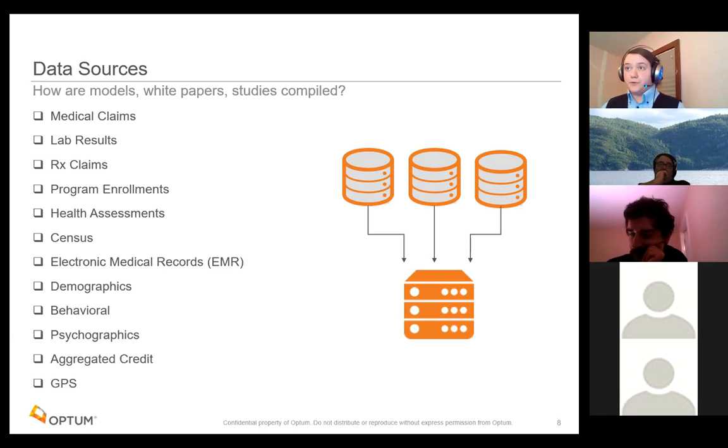There's also demographic data: member address, member zip code, member gender, member age, all very important variables. Some other studies could use behavioral data, psychographics, aggregated credit data, or, in one we're going to get into, Google GPS data.